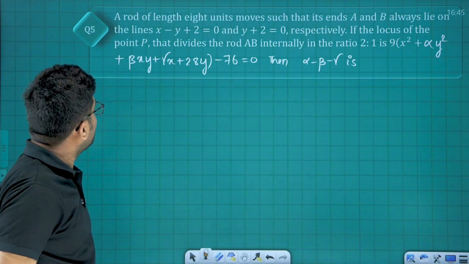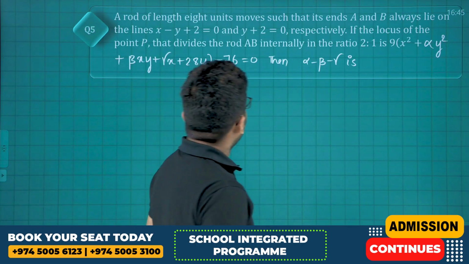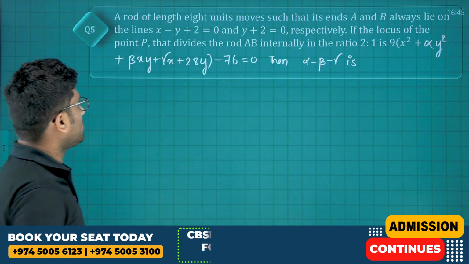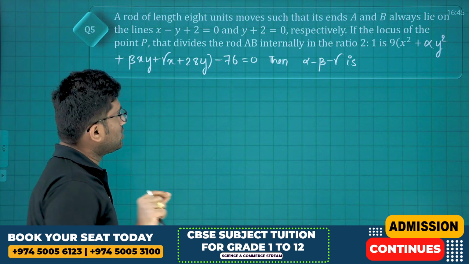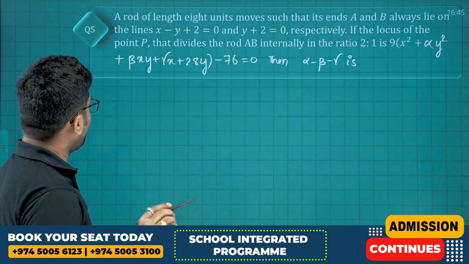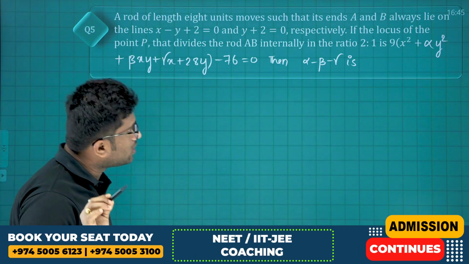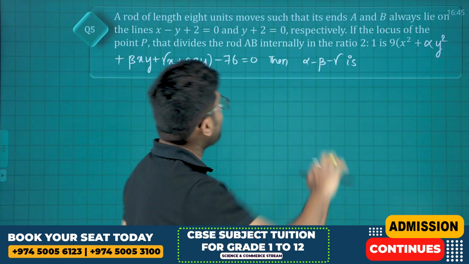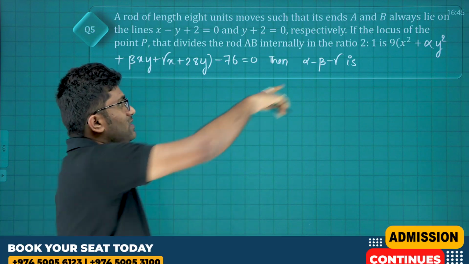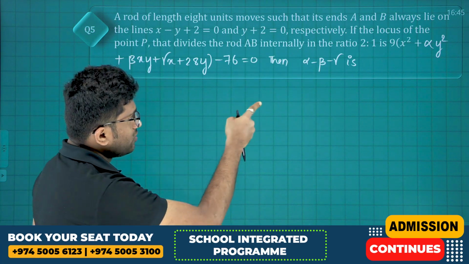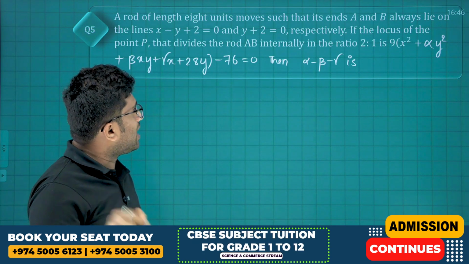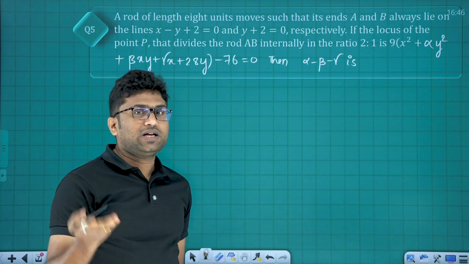Next question, friends. A rod of length 8 units moves such that its ends A and B are always lying on the lines x minus y plus 2 is equals to 0 and y plus 2 is equals to 0 respectively. If the locus of the point that divides the rod internally in the ratio 2:1 is given, they have already given the locus. In the locus they have given some unknown coefficients: y square coefficient is alpha, xy coefficient is beta, x coefficient is gamma.